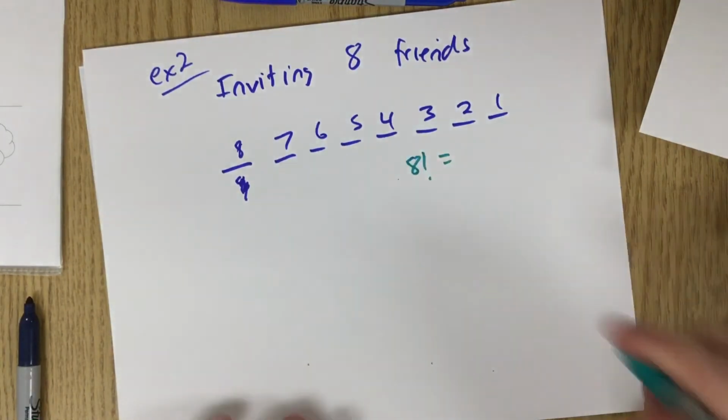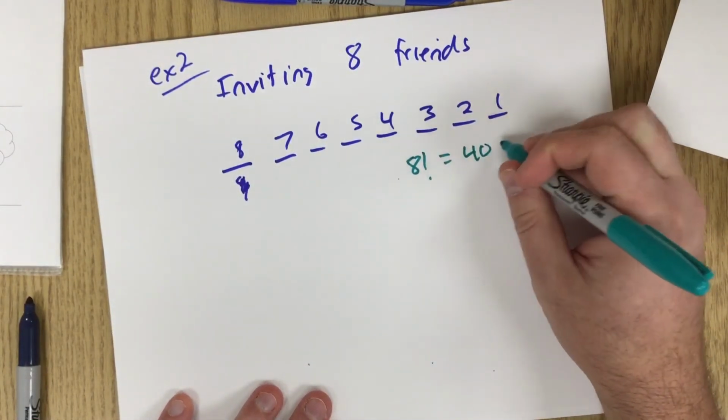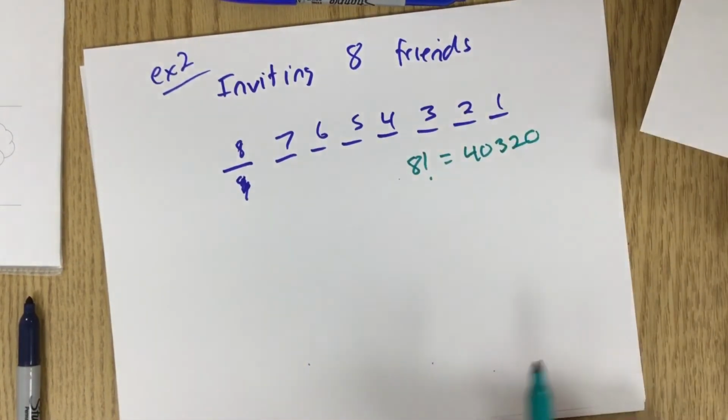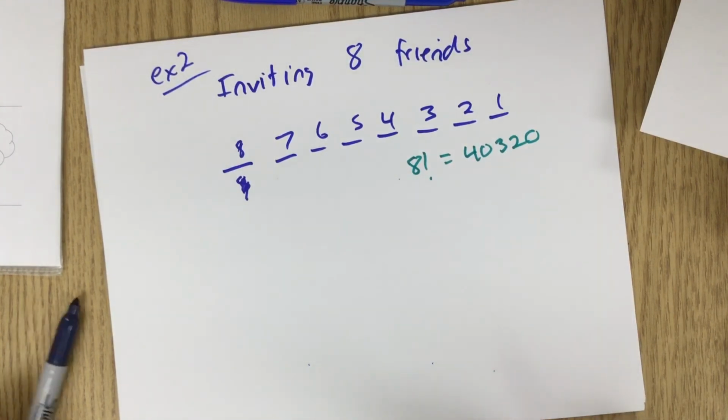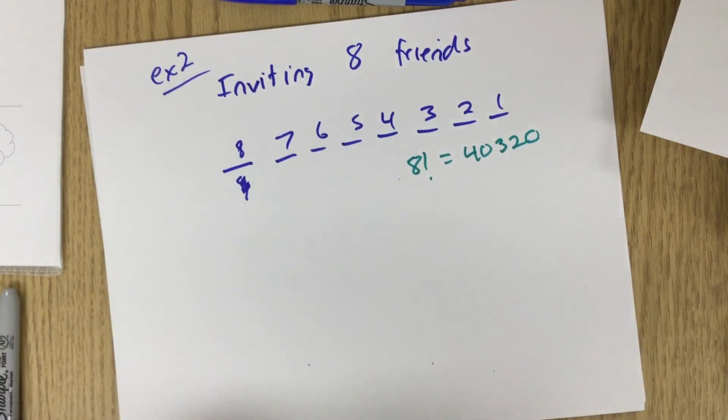which is 40,320, sorry. So there's 40,320 ways to invite 8 friends, and 7 friends would be 7 factorial, and 5 friends would be 5 factorial. And if you had no friends, there'd be 1 way to invite nobody. Now for the next video, we're going to kind of play around with that a bit.